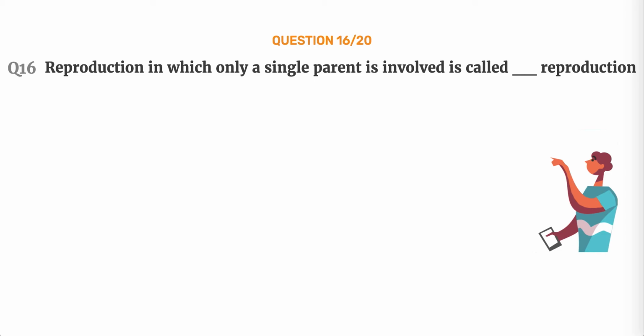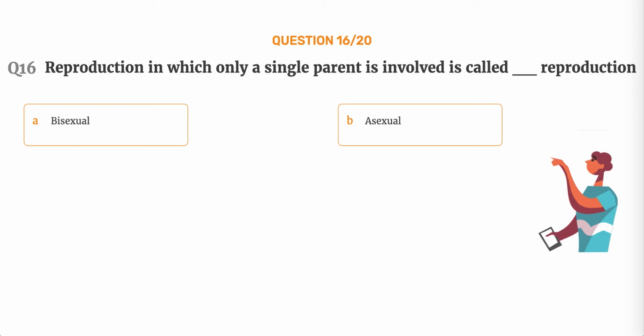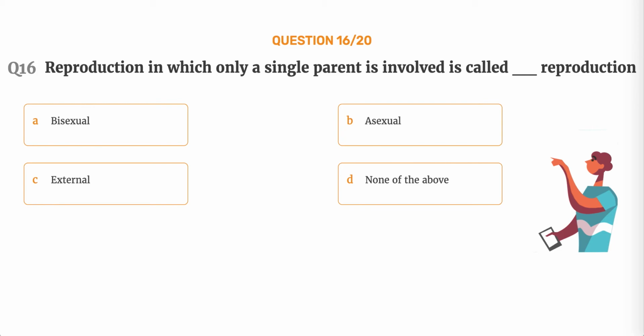Question number 16. Reproduction in which only a single parent is involved is called _ reproduction. Option A, bisexual. Option B, asexual. Option C, external. Option D, none of the above.